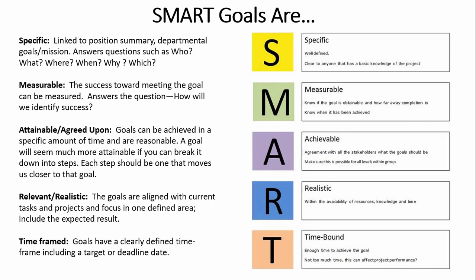And being relevant and realistic: goals that are aligned with the current tasks and projects, and focus on one defined area. And we need them to include the expected result. So they need to be relevant to the job that we're doing. It doesn't need to be something that is unrelated. It could be something that might help us with a promotion, perhaps for the next promotion, but whatever it is, it needs to be related to what we're doing. And time framed. So we need to set out a timeline, and we need to be sure that we allow enough time for the goal to be achieved. Not too much time, not too little time, but the right amount.